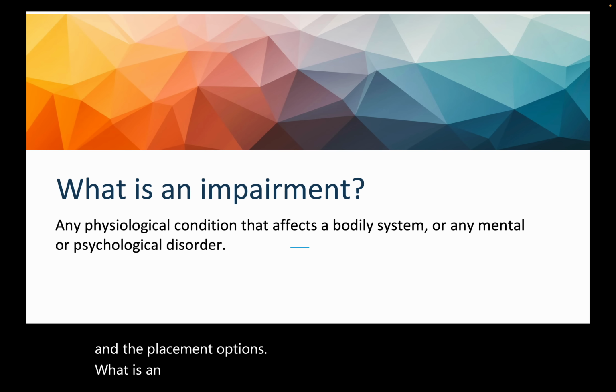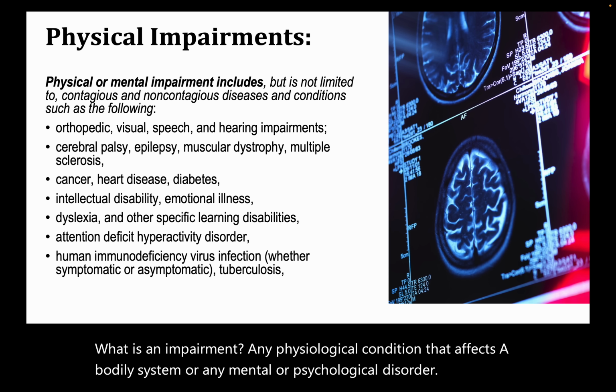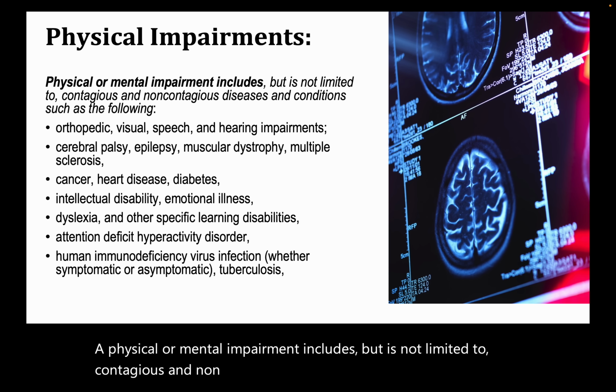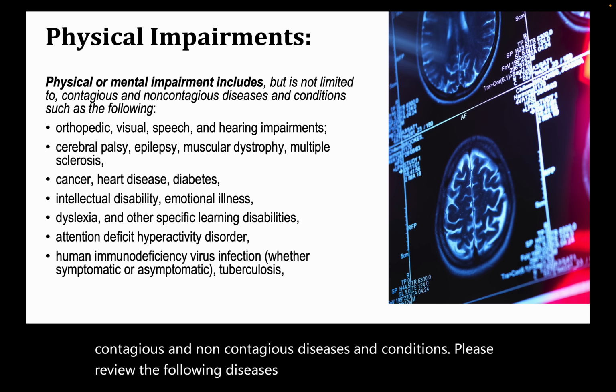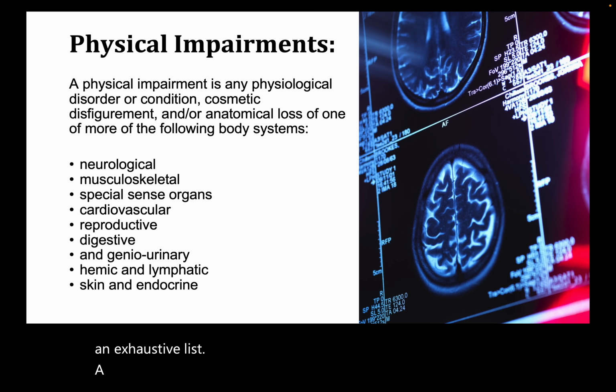Any physiological condition that affects a bodily system or any mental or psychological disorder. A physical or mental impairment includes, but is not limited to, contagious and non-contagious diseases and conditions. Please review the following diseases and conditions, although this is not an exhaustive list. A physical impairment is any physiological disorder or condition, cosmetic disfigurement, and/or anatomical loss of one or more of the following bodily systems.